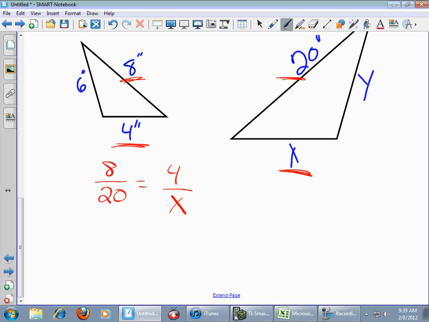I can't have one numerator be the triangle on the left, then the other numerator be from the triangle on the right. I have to be consistent with this setup because I put the longest side over the longest side, longest side on the left, longest side on the right, there and there. Then I have to make this one on the left and that one on the right. So it's all about being consistent. All right, I'll cross multiply.